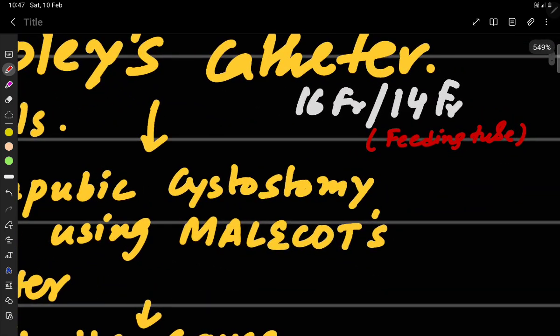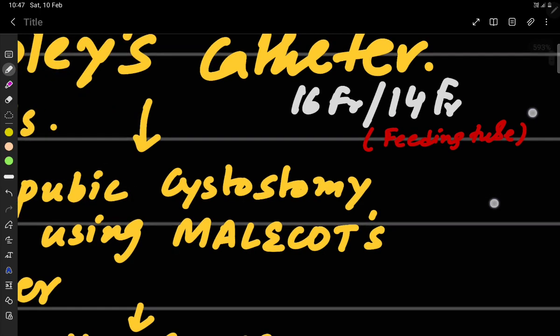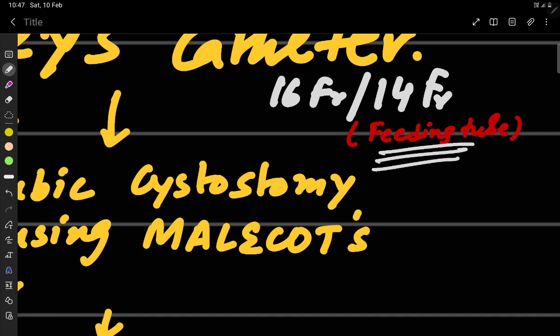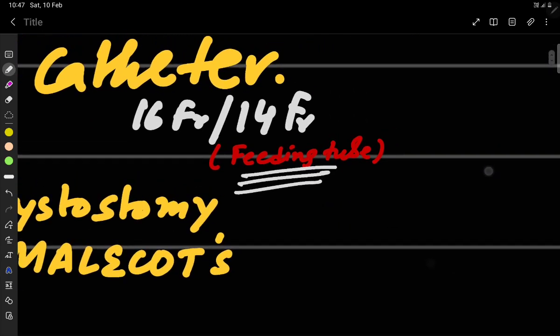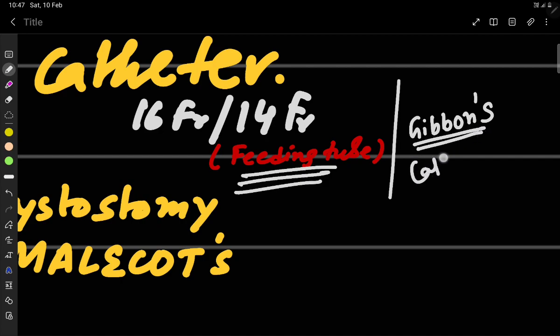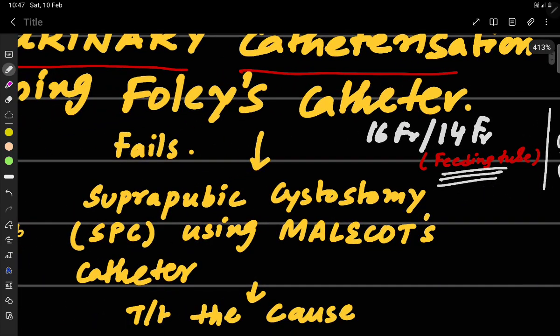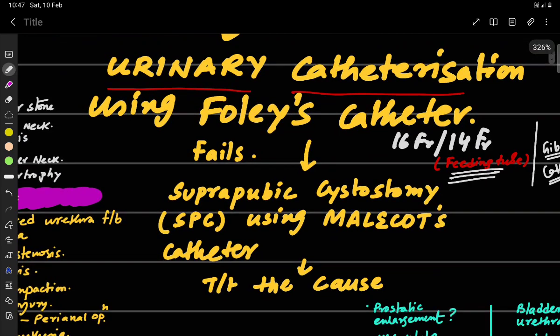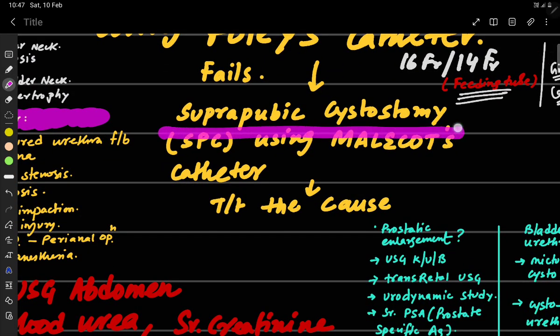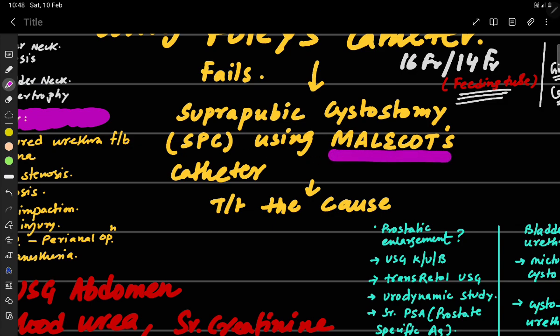Or if it is not done by this, if Foley's catheterization fails, then try something hard like a feeding tube. A feeding tube is also used for catheterization, or something stiff like a Gibbons catheter. This is a Gibbons catheter, it may be used. But if this fails, then we have to do suprapubic cystostomy and suprapubic catheterization, using a Malecot's catheter.